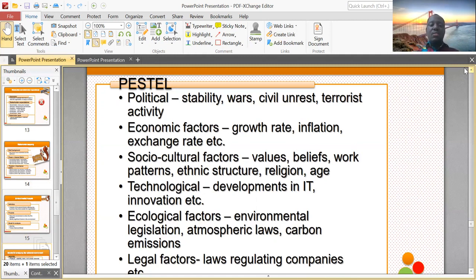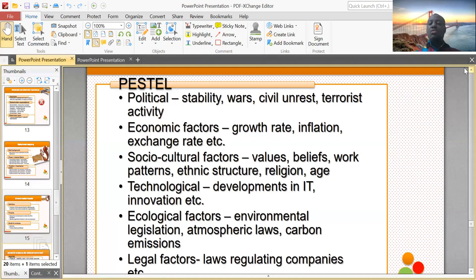Then you also have the economic factors. These are things around economic growth rates, inflation, exchange rates, factors like this that exist in the external environment and definitely affect the organization. If an economy is growing at a very fast rate, it means that this is a booming economy, and therefore it positively impacts businesses. So these are economic factors that affect your organization and the way you do business.